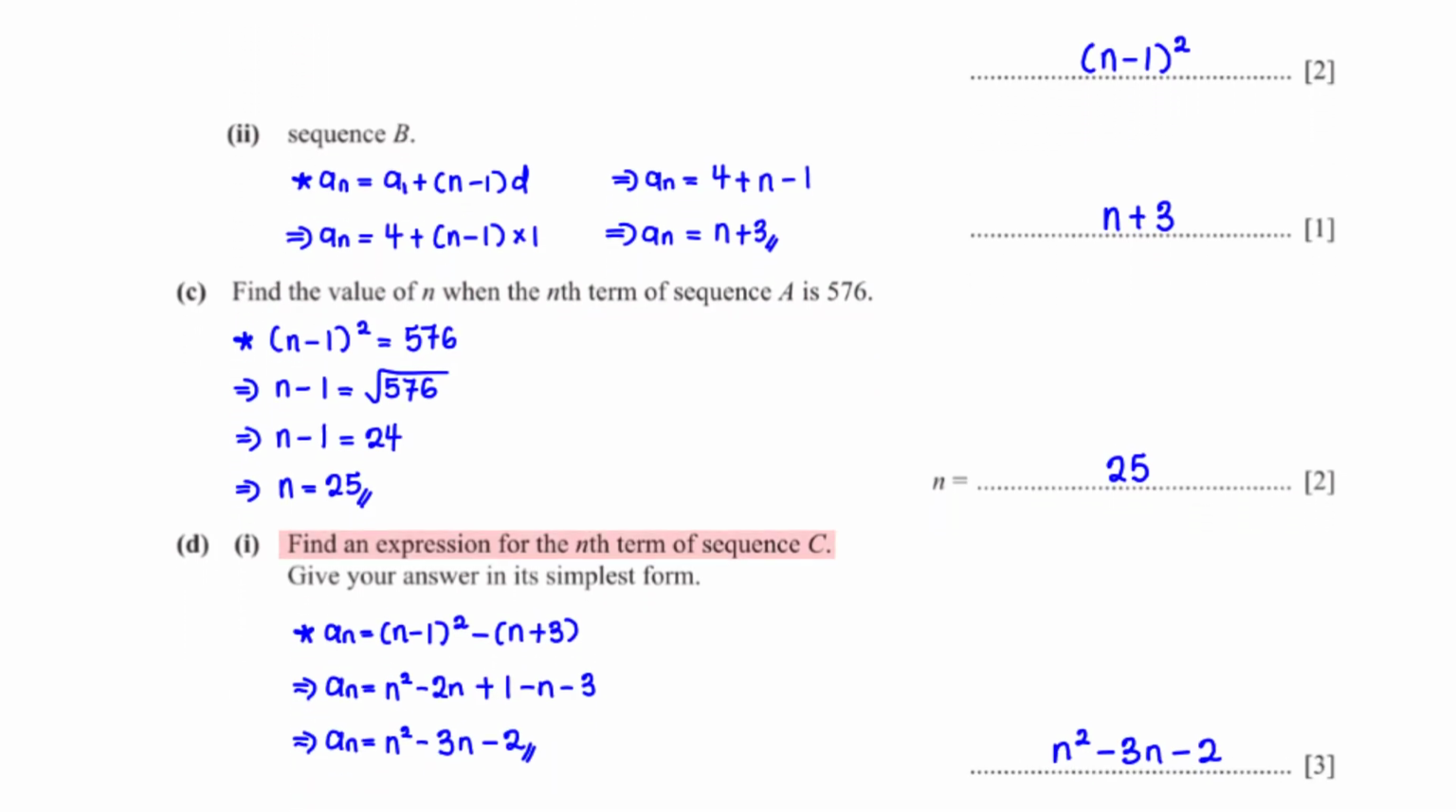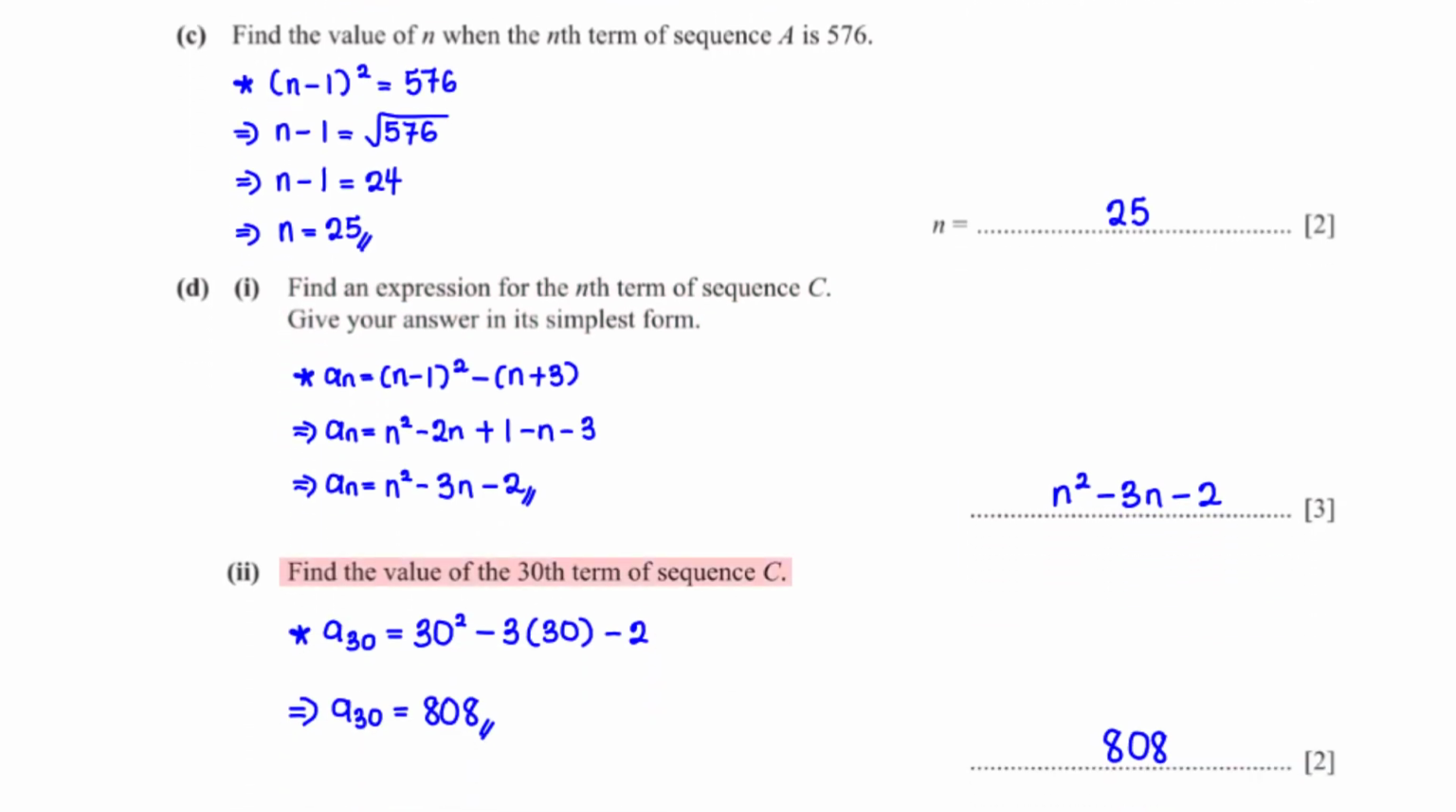Find an expression for the nth term of sequence C. Give your answer in its simplest form. To get the nth term for sequence C, we subtract the nth term for sequence B, which is n plus 3, from the nth term for sequence A, which is n minus 1 squared. When we expand n minus 1 squared, we get n squared minus 2n plus 1. When we expand the other brackets, negative 1 times n is negative n. Negative 1 times 3 is negative 3. When we group like terms, minus 2n minus n is minus 3n. 1 minus 3 is minus 2, so we have n squared minus 3n minus 2.